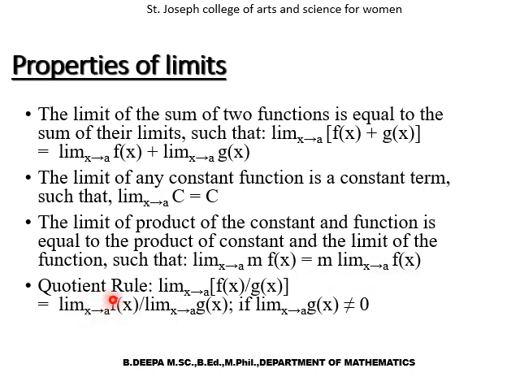Last one is the quotient rule. Limit x tends to a of f of x divided by g of x equals limit x tends to a of f of x divided by limit x tends to a of g of x, if limit x tends to a of g of x is not equal to 0.